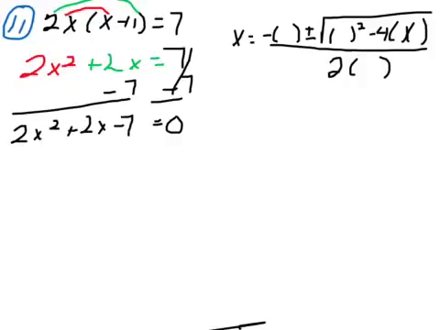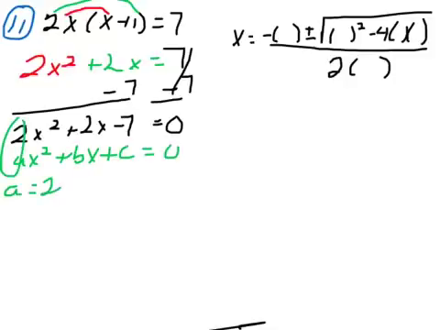Now, if I go ahead and I label that ax squared plus bx plus c, just to remind you where those a's, b's, and c's are coming from, I can see that the a is that 2, that's that coefficient. The b is the coefficient of the x term, which is also a positive 2. And my c here is negative 7. It's the constant term. So that's what I'm going to be plugging in.